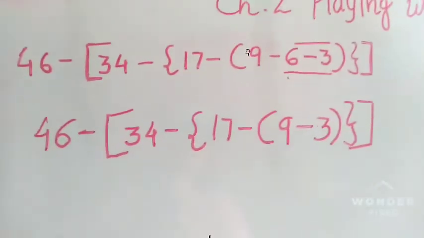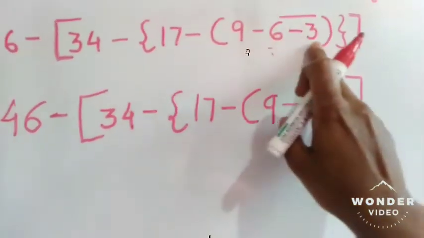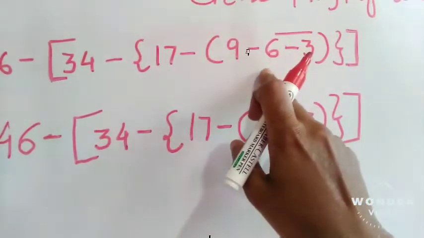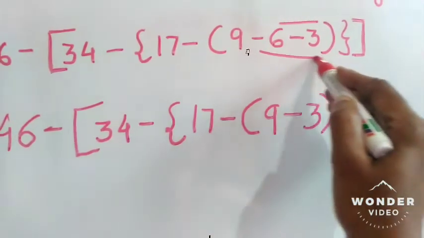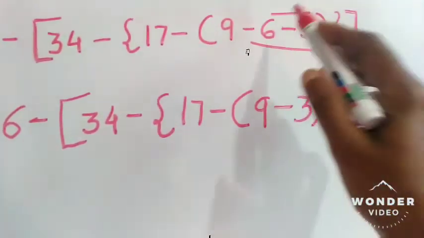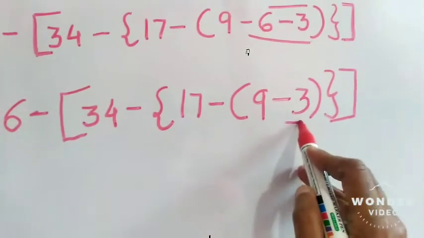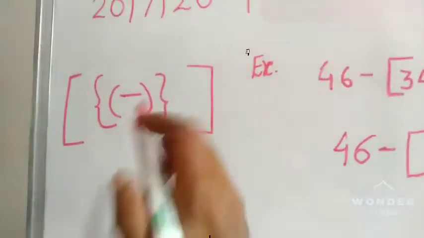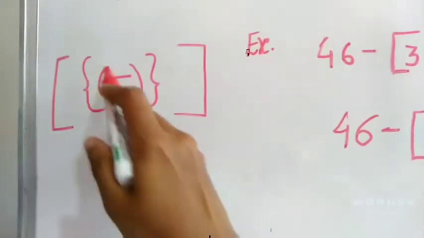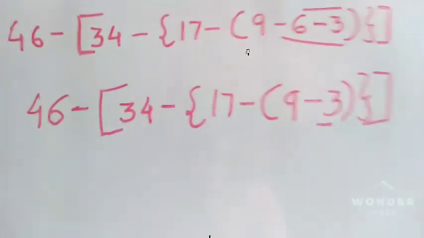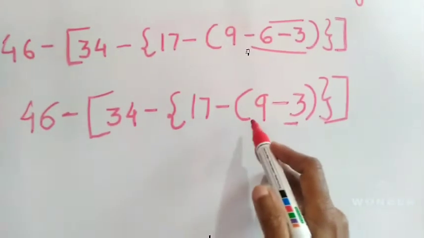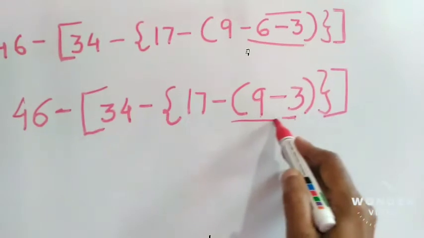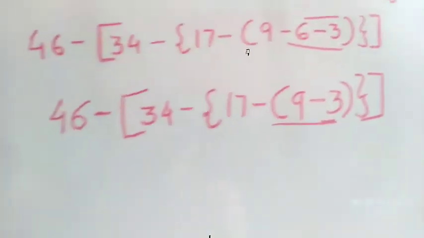So what we have done in this step: first we highlighted where the bar bracket is, and only that part we have replaced, and the rest we have written as it is. 6 minus 3 I have replaced with this 3. After solving the bar bracket, now we have to go for the round bracket. And where is the round bracket here? The round bracket is here, and in the round bracket we have to do 9 minus 3. I am highlighting this because next we are going to solve this only.